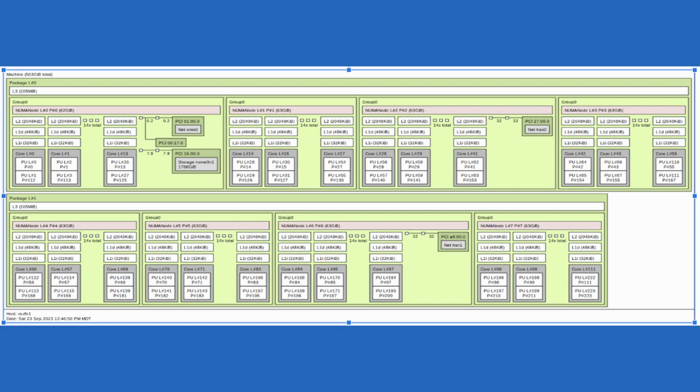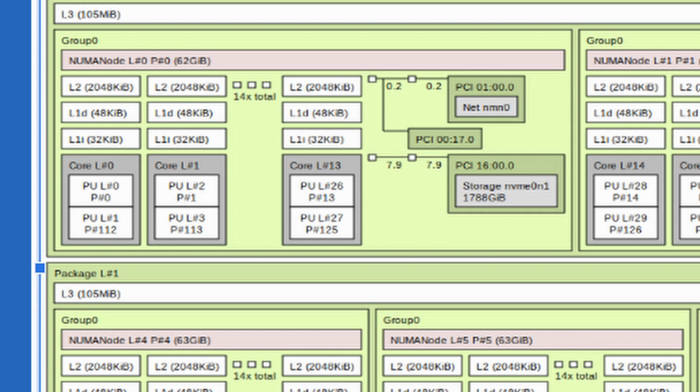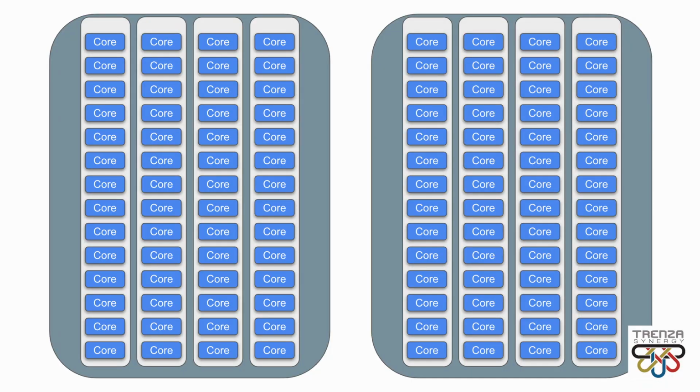This figure, generated from the lstopo command, shows the topology of the system. Each of the 2 sockets has 4 NUMA domains for a total of 8 NUMA domains per node. The 112 physical cores are divided into these 8 NUMA domains for a total of 14 cores per NUMA domain.